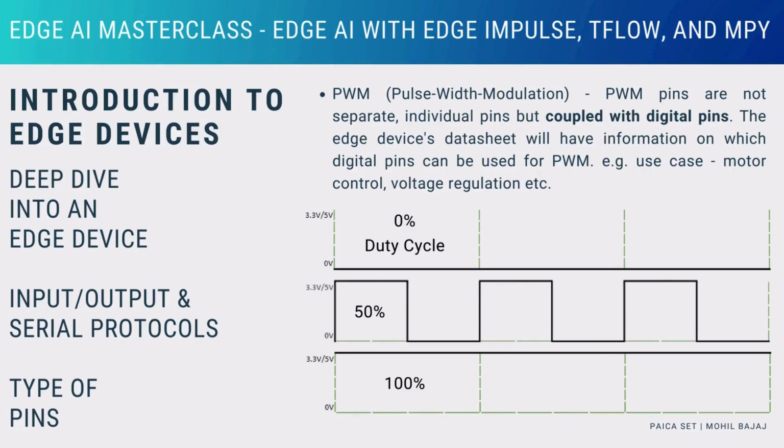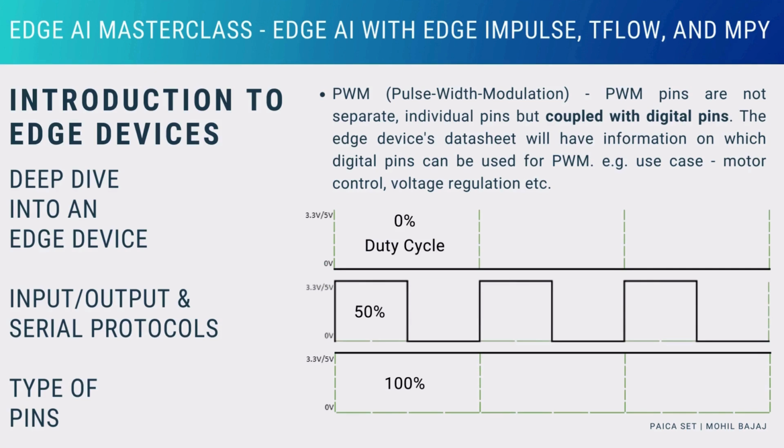In this video, we will look into pulse width modulation, commonly known as PWM, and its critical role in computing systems, especially in edge devices. Let's start with an introduction to PWM. PWM is a technique which is used to control the amount of power delivered to an electronic device by breaking up the power signal into distinct parts.